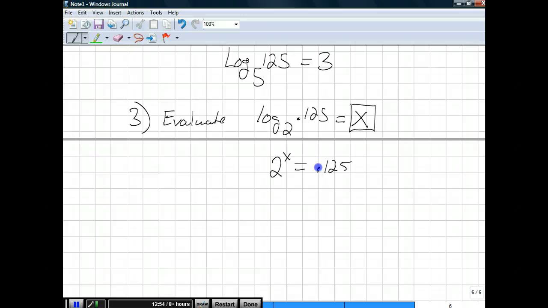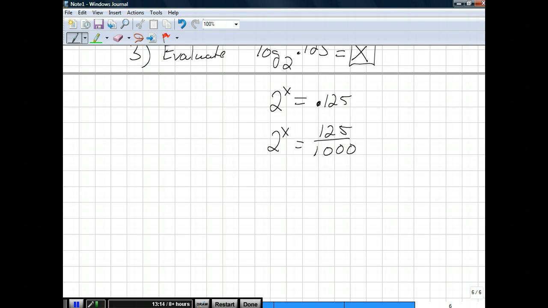Now this is a decimal, so we want to change it into a fraction. So it's 3 decimal places, so we can change it into a fraction by writing it with a 1 and 3 zeros. Okay. And then we can break that down. So this is 2 to the x, and 125 goes into 1,000 8 times. So that's 1 over 8 if we reduce that. Okay?